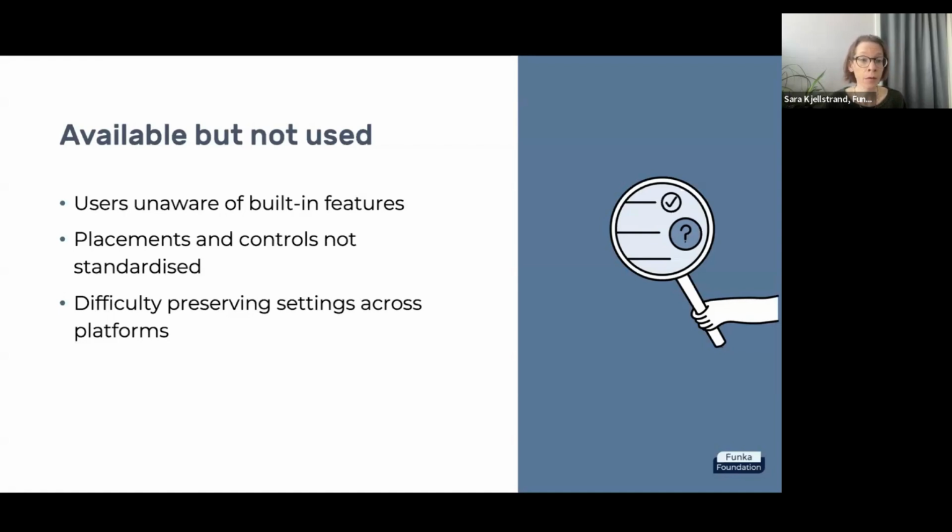And then for people who know it on one platform, perhaps they have difficulty using it on another platform or another device or in different software, because there's an issue of placements of these features and the controls not being standardized.